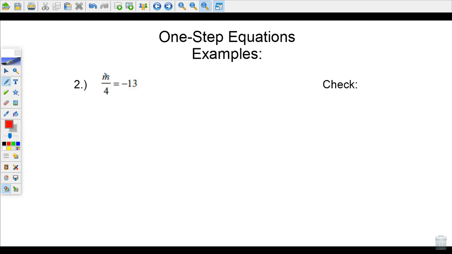Now in this one, we have a fraction. So this fraction right here, this means division.